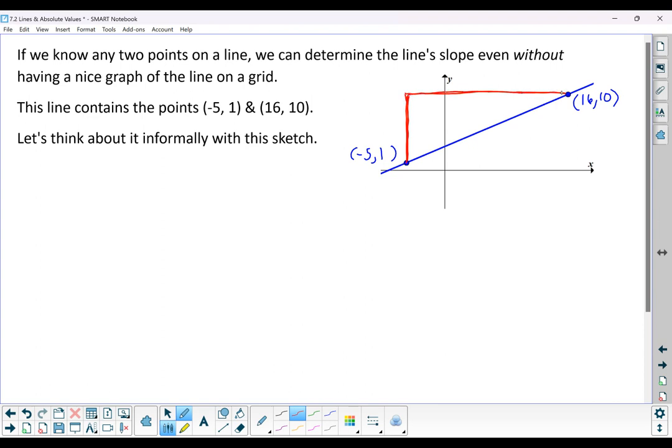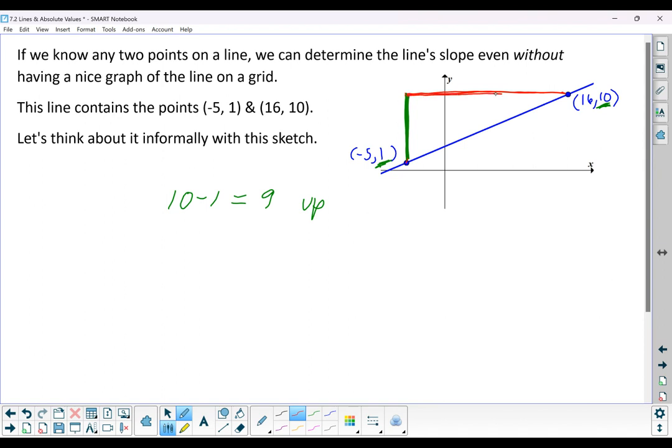When we're thinking about how much it went up, we're really focusing on those y values and how much they changed. So the y value of that first point is 1 and it goes up to a y value of 10. If I go from a 1 to a 10, I went 9 units up.